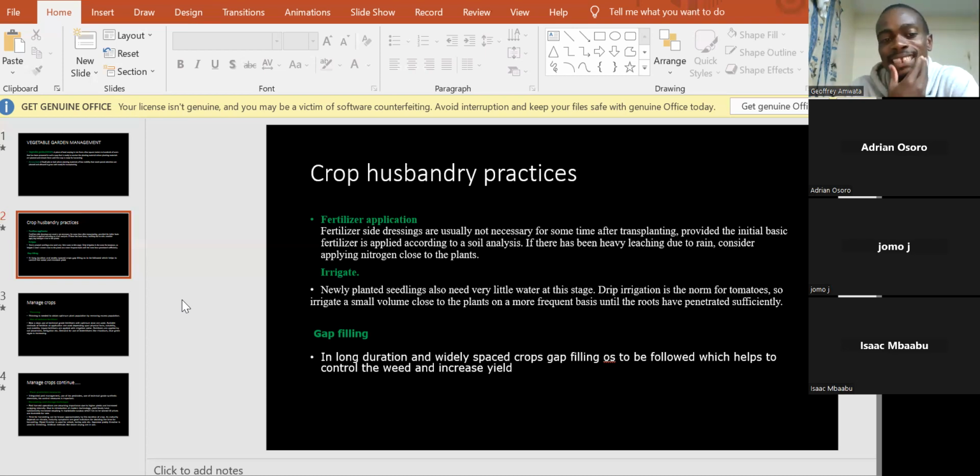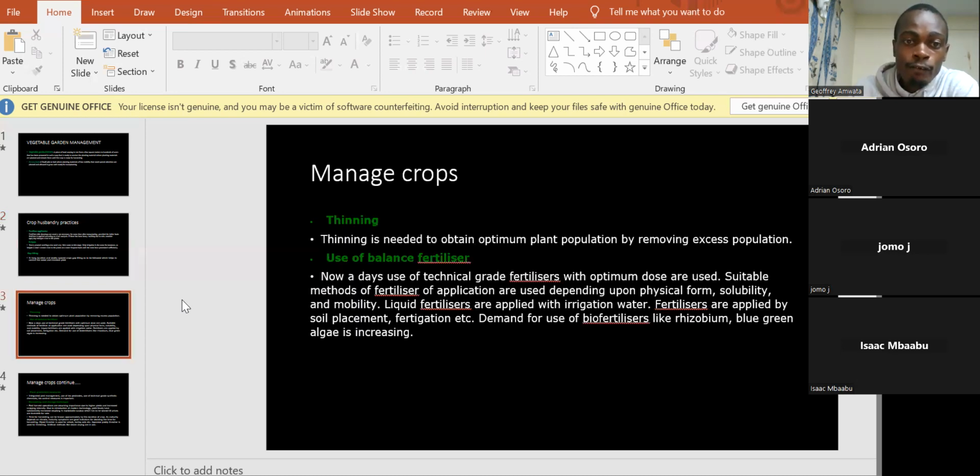Another practice is gap filling. In long duration and widely spaced crops, gap filling will be followed to help control the weed and increase crop yield. Our fourth management practice is thinning. Thinning is needed to obtain optimum plant population by removing excess population.